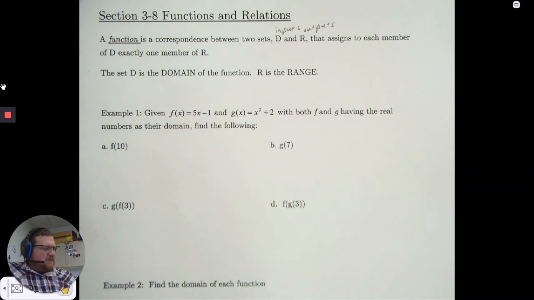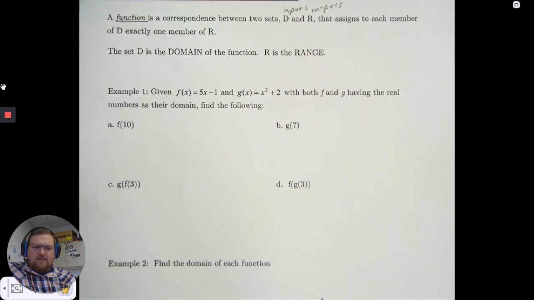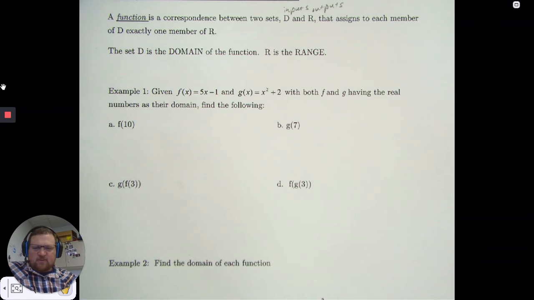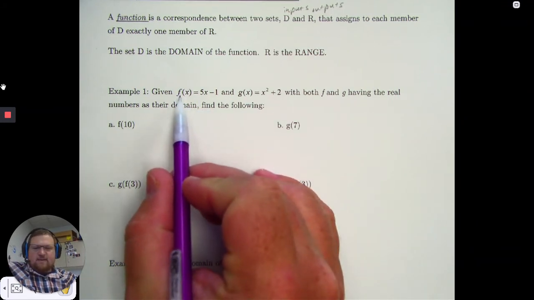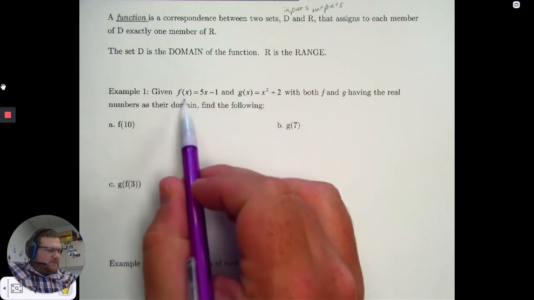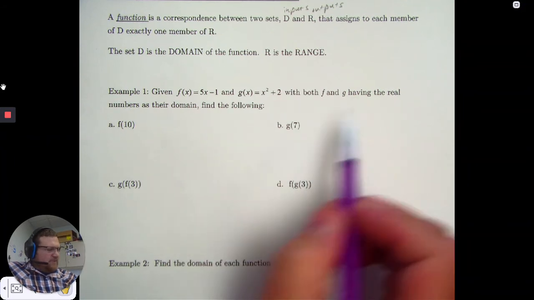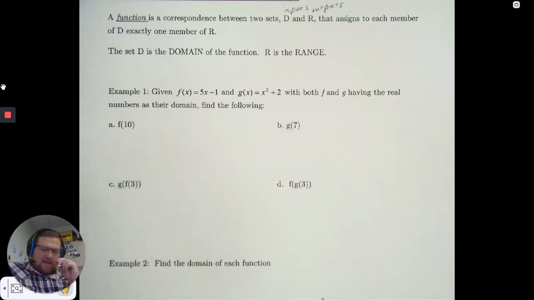So let's take a look at some examples of some functions. You guys have done a lot with this in the past. You've even used the correct terminology in the past. We're just going to go a little bit deeper today. Here we have a function defined by the function f and the function g. So this is f of x and g of x. For both of them, all real numbers is the domain. And we'll talk about what can dictate the domain here in a minute.